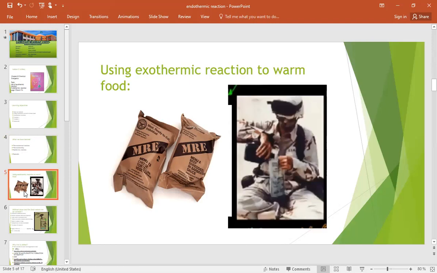Now, when they want to eat that food, they put the pouch in another bag, and there they add the water, and the chemical reaction goes on there. So let's watch what is in that bag. Oh, it looks like a very magic bag that makes the food warm.